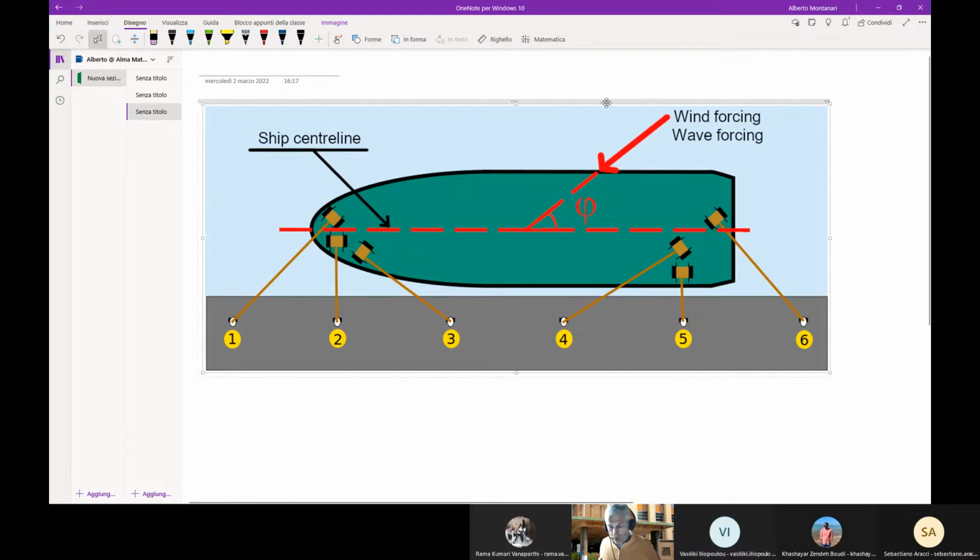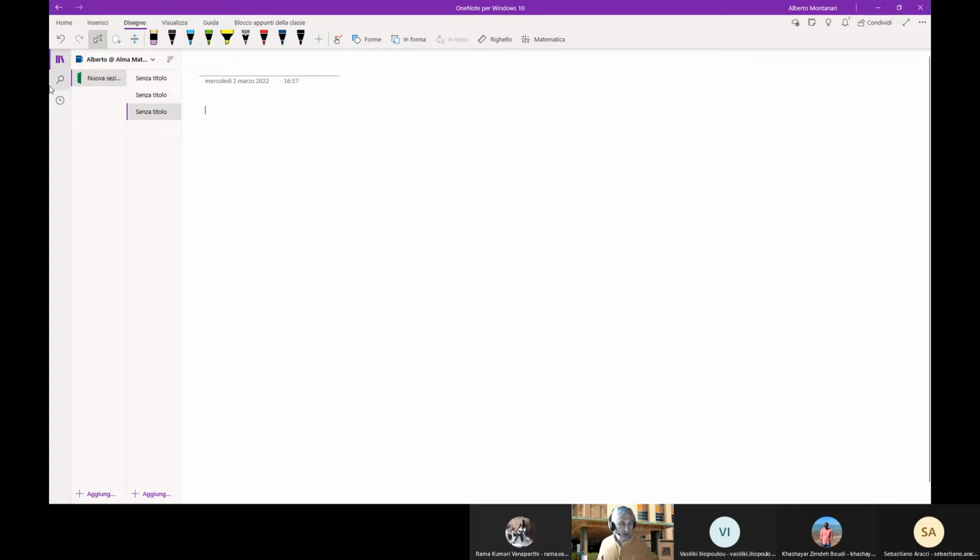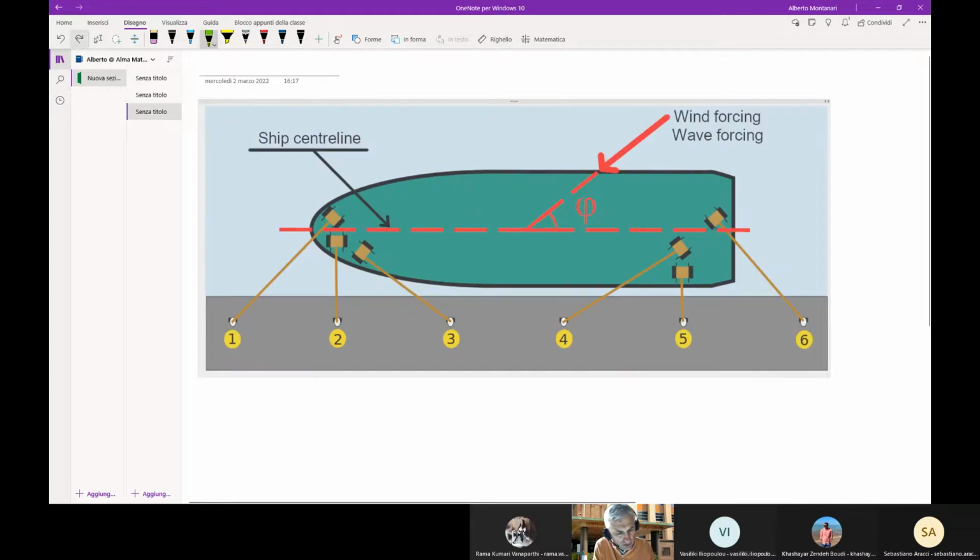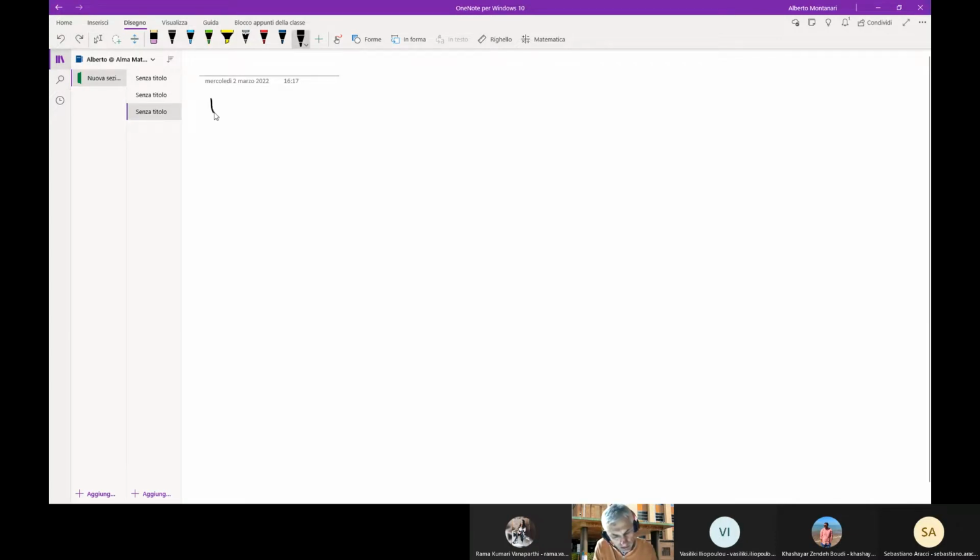Let me remove this figure now because we don't need it. So let's talk now about the loads, the wind loads. Let me change the color because this is not really very visible. The wind loads.